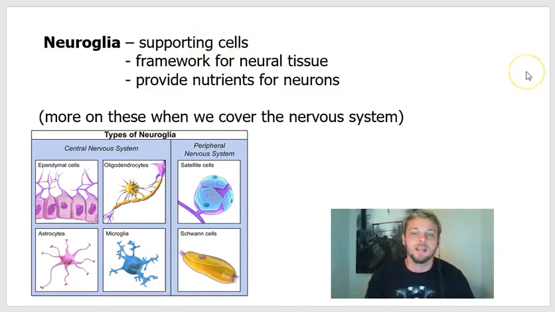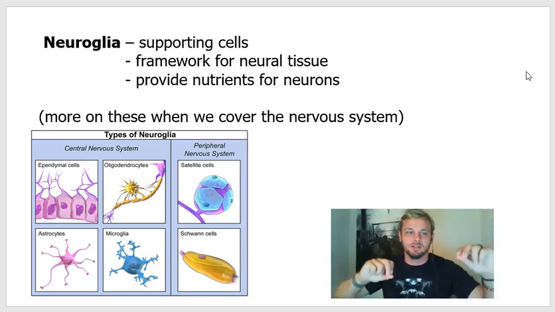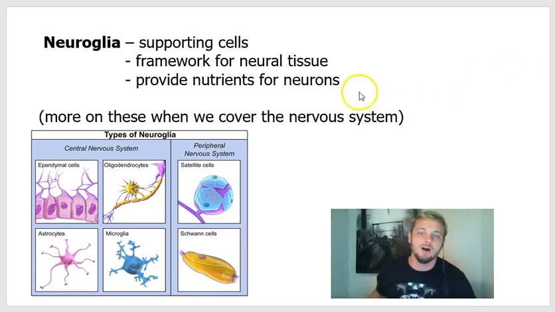They help to frame the neural tissue, so they allow those neurons to be at the right length. If they're too close, they're not going to be able to synapse properly. If they're too far, they're not going to be able to synapse properly. And so these neuroglials position them at the right distance so they can send their signals. They also provide nutrients for the neurons, especially these astrocytes.